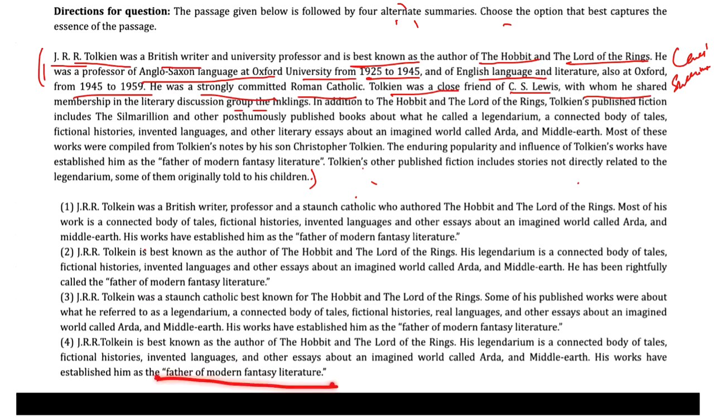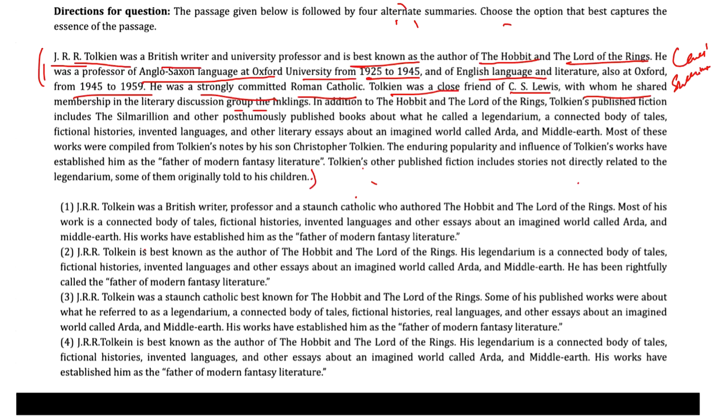So we have read the text. Now let's see, what is the main idea of the passage? The main idea of the passage is to provide a brief overview of J.R.R. Tolkien, highlighting his roles as a British writer and university professor. It also outlines his best known works such as The Hobbit and The Lord of the Rings and describes his academic career at Oxford University.